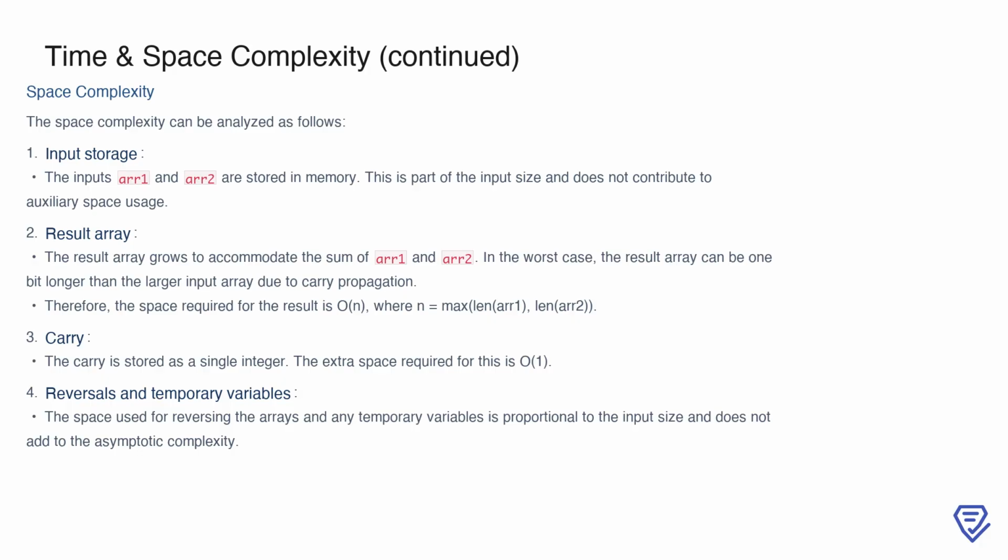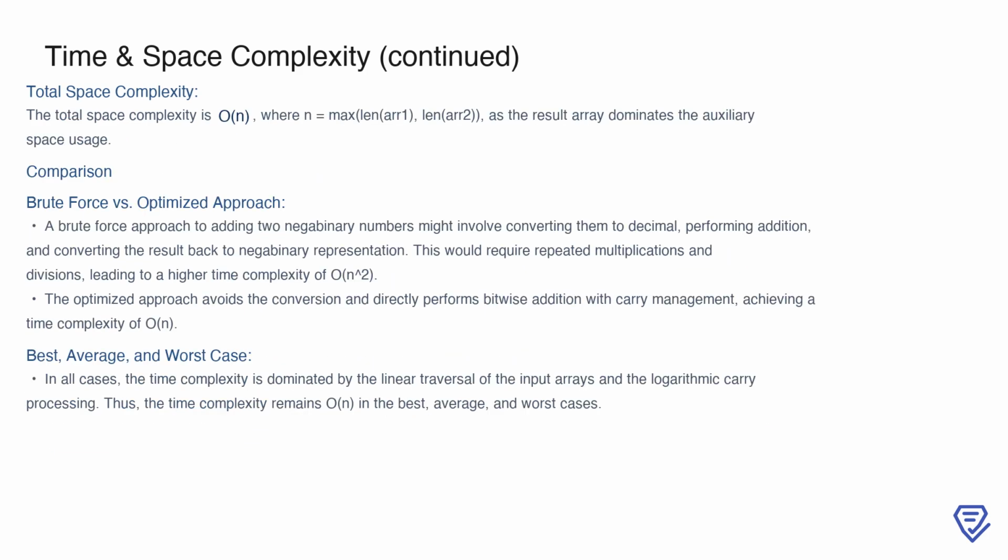Additionally, the temporary space used for reversing arrays and other operations is proportional to the input size but does not increase the asymptotic complexity. Therefore, the auxiliary space usage is dominated by the result array. When we combine all components, the total space complexity is O(n), where n is the maximum length of the input arrays. This is because the result array dominates the auxiliary space usage.